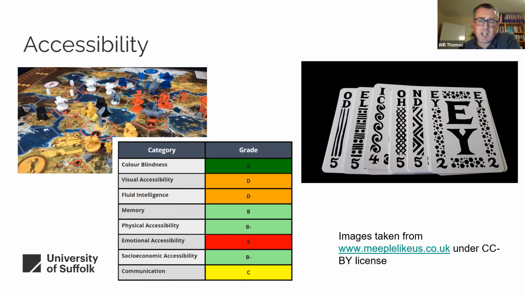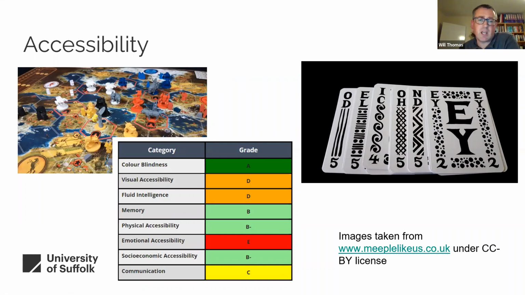And I find it very easy to get sidetracked by looking at websites like Meeple Like Us. And I really encourage you to take a look if you're interested in accessibility at all, not even really to do with games. I think it's a really interesting website to look at. The table here is taken from their review of the game Scythe. And you can see what they're doing here.